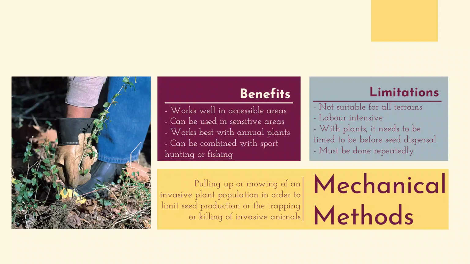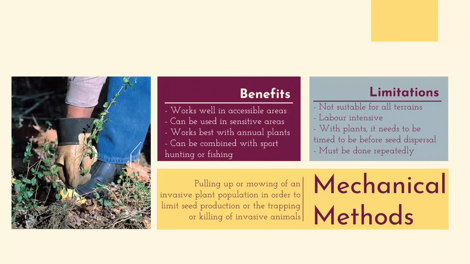Mechanical control methods need to be carefully timed in order to prevent or minimize the spread of seeds. If a plant primarily spreads through seeds, then coming in and pulling it up or cutting it down doesn't do a lot to solve the larger problem if the plant has already gone to seed. So mechanical methods are typically used when the plant is large enough to be easily seen and identified, but early enough in the season that it hasn't gone to seed yet.